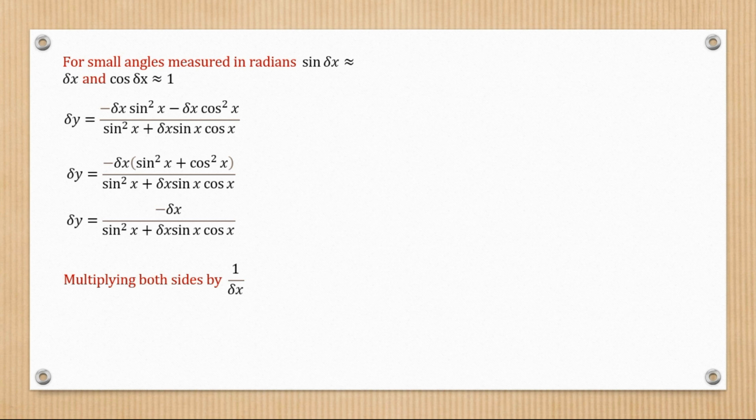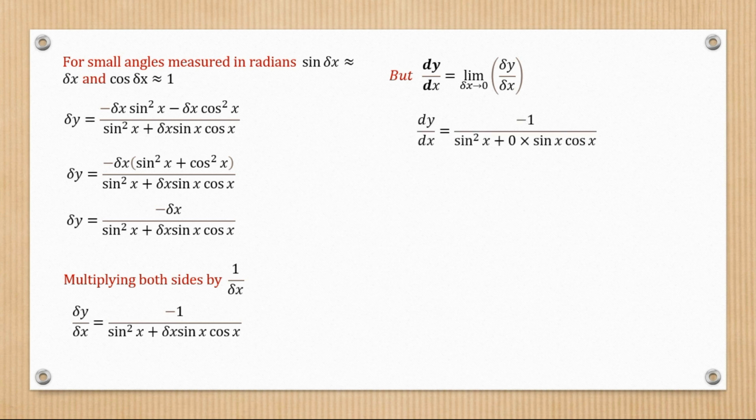Therefore we can multiply both sides by 1 over change in x to create the slope formula, which is change in y over change in x. On the right hand side we're left with negative 1 over sine squared x plus change in x sine x cos x. Now we're going to approximate the change in x as 0, and then introduce dy/dx. So dy/dx shall be equal to that. Now dy/dx is equal to negative 1 over sine squared x, which is definitely equal to negative cosec squared x. Therefore the derivative of cot x is negative cosec squared x, and that is what they wanted.